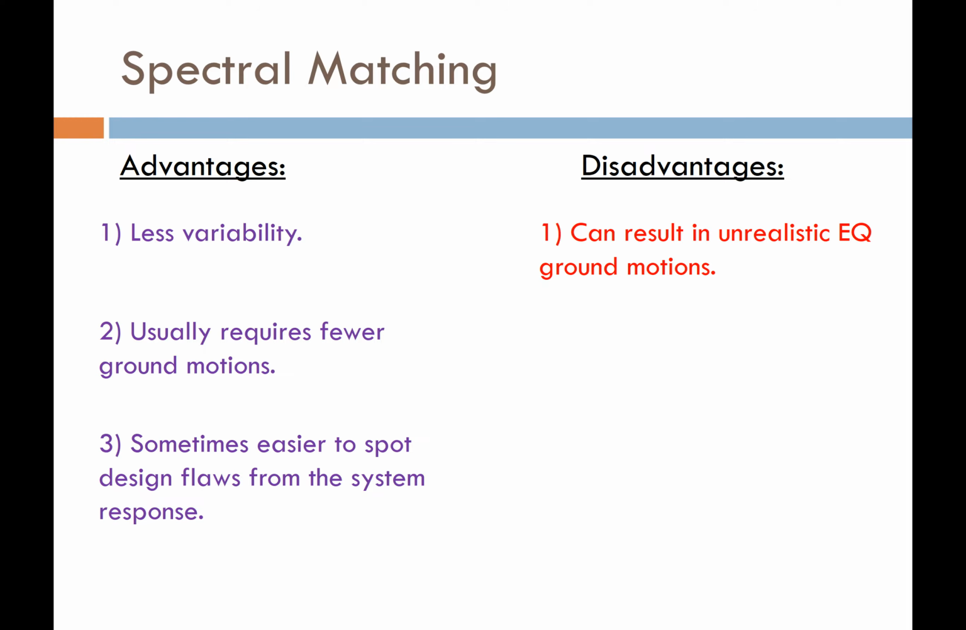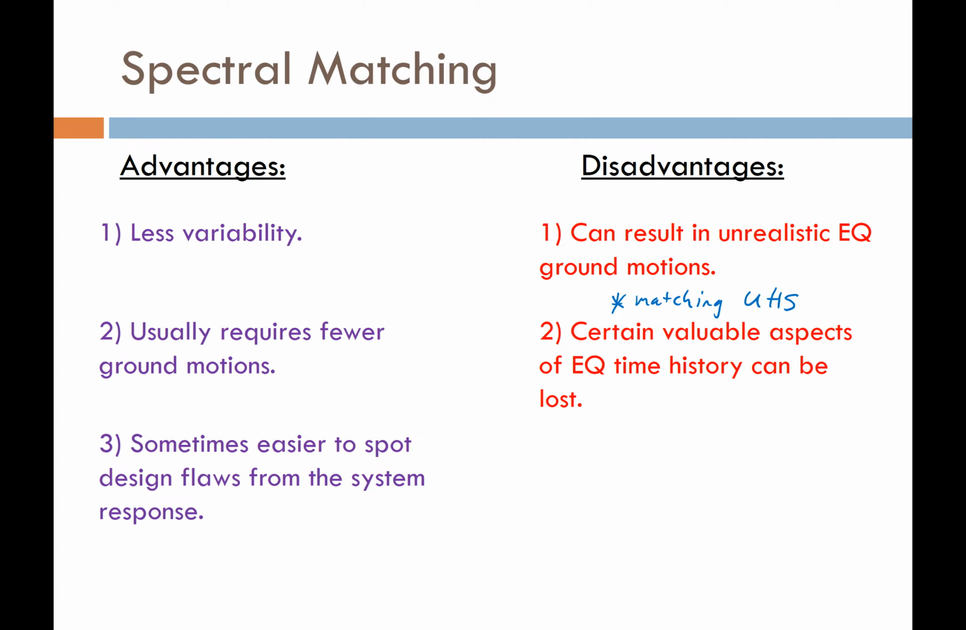Especially, by the way, if we're matching this to the uniform hazard response spectrum, for the reasons that we discussed in the conditional mean spectrum lecture. If I force an earthquake time history to give me the response spectrum or to match a uniform hazard response spectrum, boy, that's a tall order for nature to produce that.